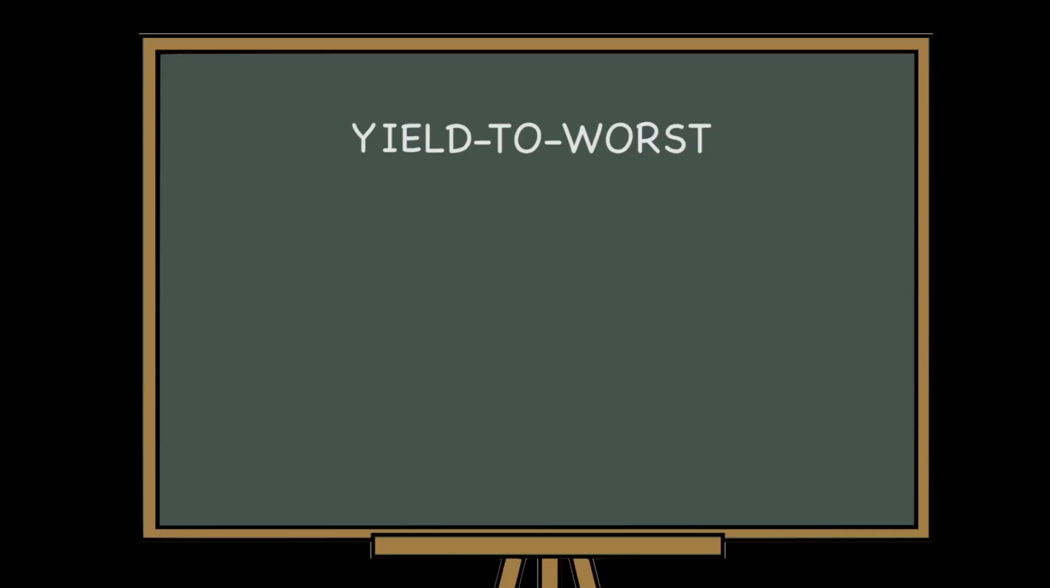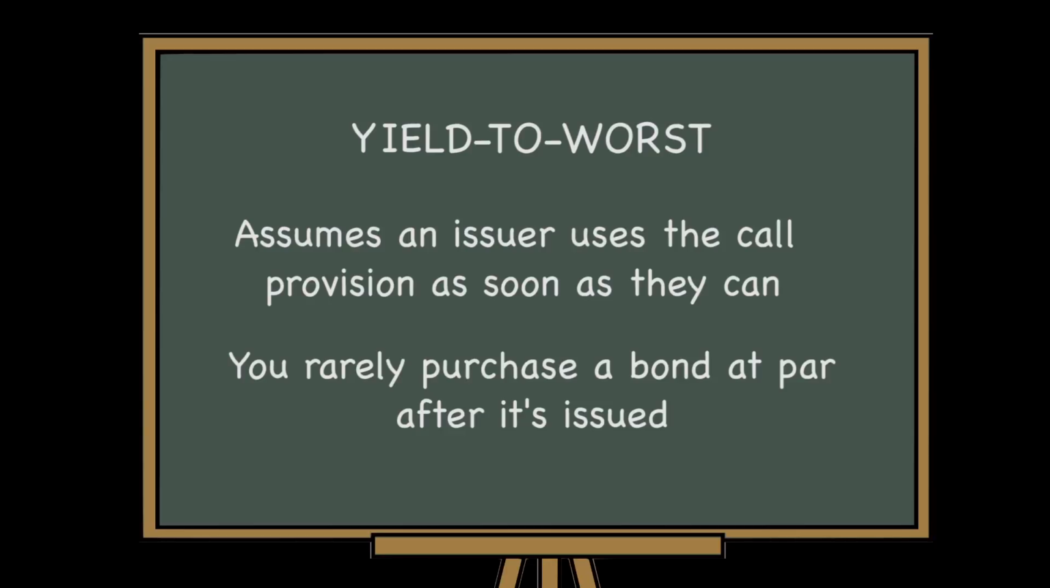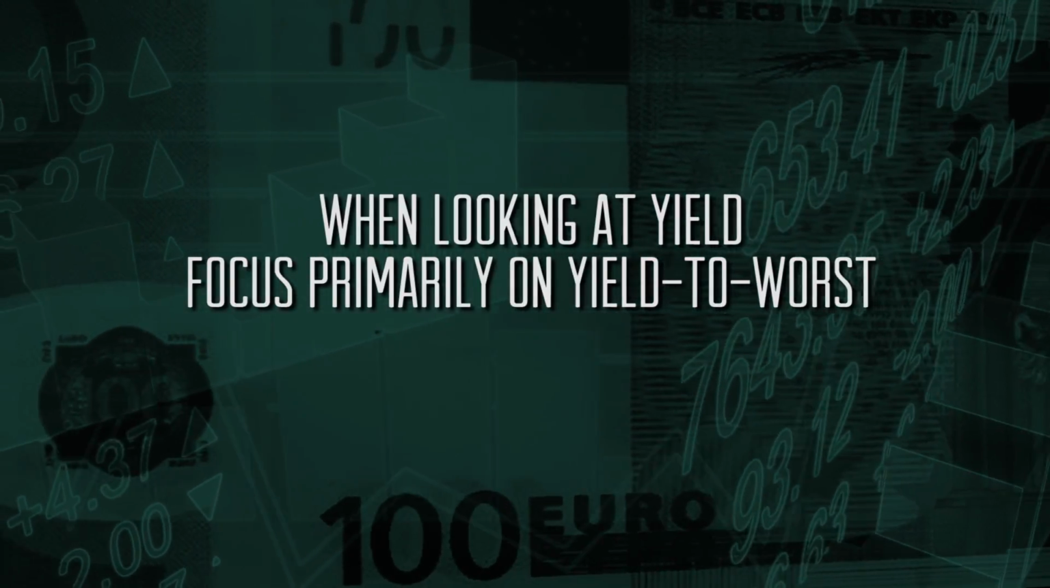This would be the end of the story, except for two things that are captured by the other measure, yield to worst. This measure assumes an issuer uses the call provision mentioned above as soon as they can. It also accounts for the fact that you rarely purchase a bond at par after it's issued. Changes in interest rates cause the price to fluctuate. When looking at yield, focus primarily on yield to worst.